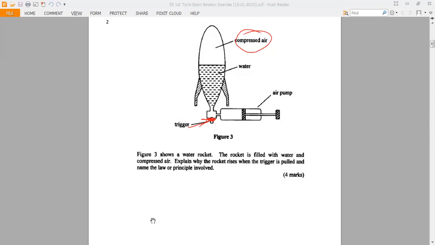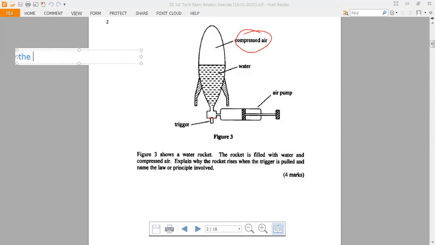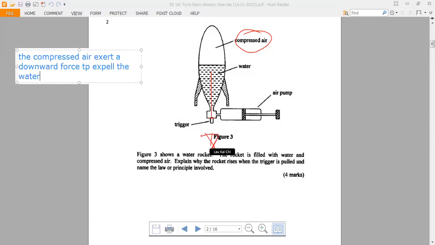So that's why you need to answer like that. Okay, let me type. You should write like this: the compressed air exerts a downward force. You may also highlight the direction. Force on the water, or to expel the water. Okay, this is the downward force acting on the water from the compressed air.